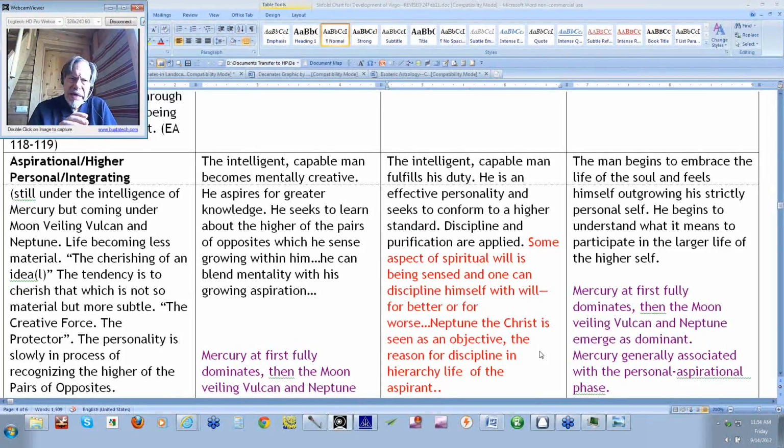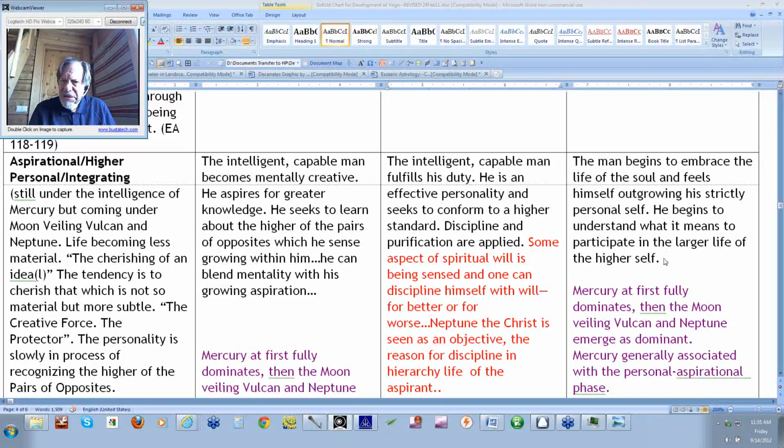Now we come to the third decanate for the integrating person, selfishly, or for the person who's integrating as an aspirant. Now we're in the Venus realm. The man begins to embrace the life of the soul, that's Venus, and feels himself outgrowing his strictly personal self, which was ruled by the intelligence of Mercury. Now something more Christ-like is coming into view. Venus, the ruler of this 20 to 30 decanate, is the lower octave of Neptune.